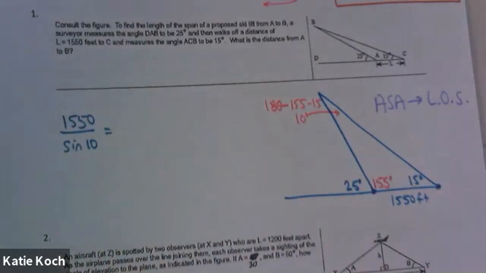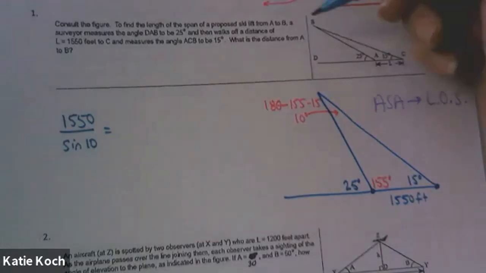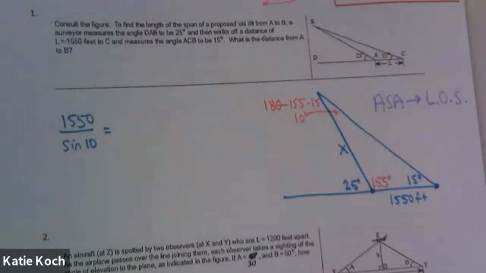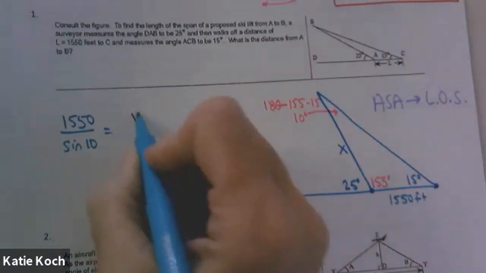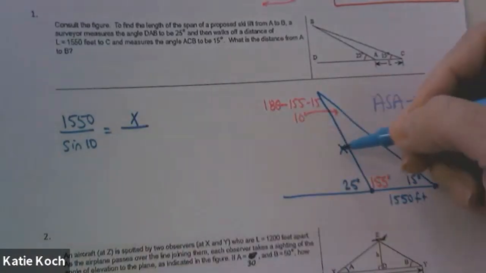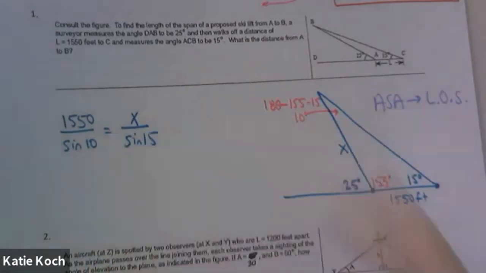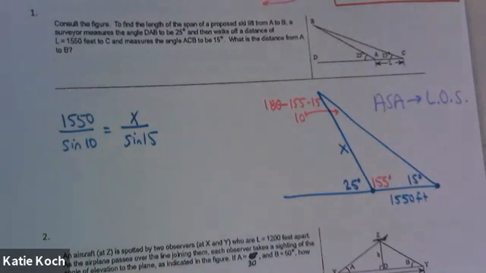Well, let's see. They wanted me to tell the distance from A to B. So they wanted me to say what this side is here. So I'm going to go with the length of the side, x, over the sine of the angle across from x, which was 15. So the sine of 15. At this point, I've got my proportion, and I can just cross multiply to solve.